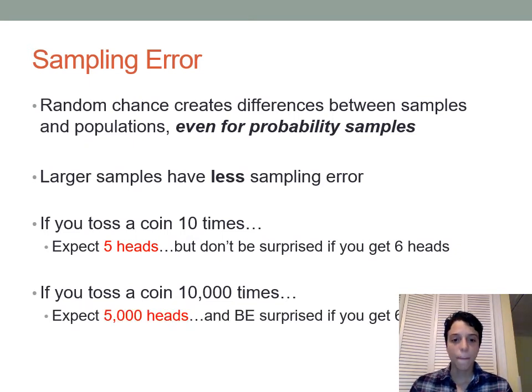And in this case, you'd expect to get 5,000 heads, but if you got 6,000 heads out of those 10,000 coin flips, you should be pretty surprised. The idea here is that in the first example, you only needed 1 extra heads to get up to 6 heads. But if you're tossing a coin 10,000 times, you need to get 1,000 extra heads in order to get up to 6,000 heads.